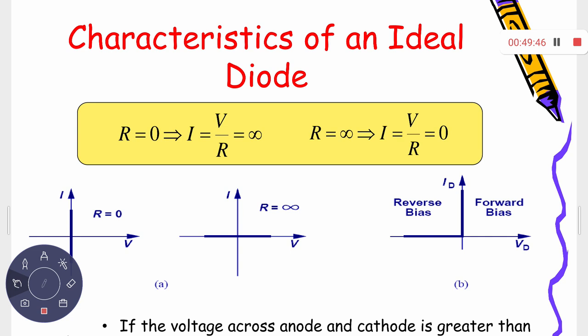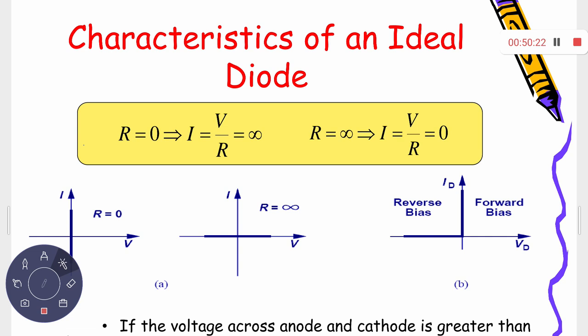When the applied voltage is greater than 0, you have an enormous amount of current, which changes rapidly. And when the applied voltage is less than 0, there is no current, which is known as the reverse bias condition. In these two regions, you have two different types of resistances as experienced by the diode itself.